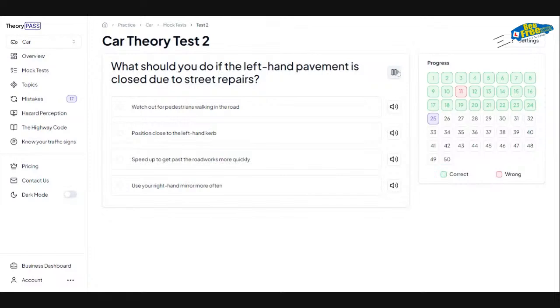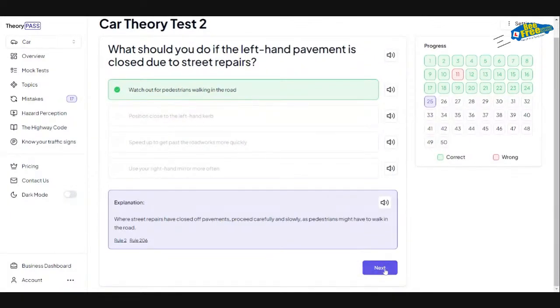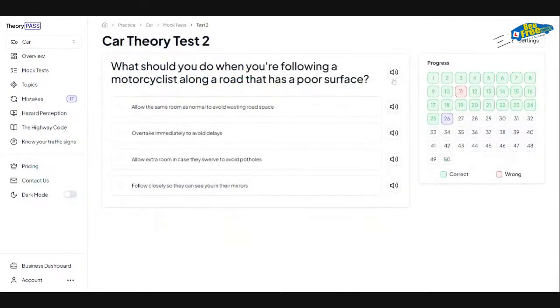What should you do if the left-hand pavement is closed due to street repairs? Watch out for pedestrians walking in the road. Position close to the left-hand curb. Speed up to get past the roadworks more quickly. Use your right-hand mirror more often. Okay, so the left-hand pavement is closed. There's going to be pedestrians walking the roads. Simple.